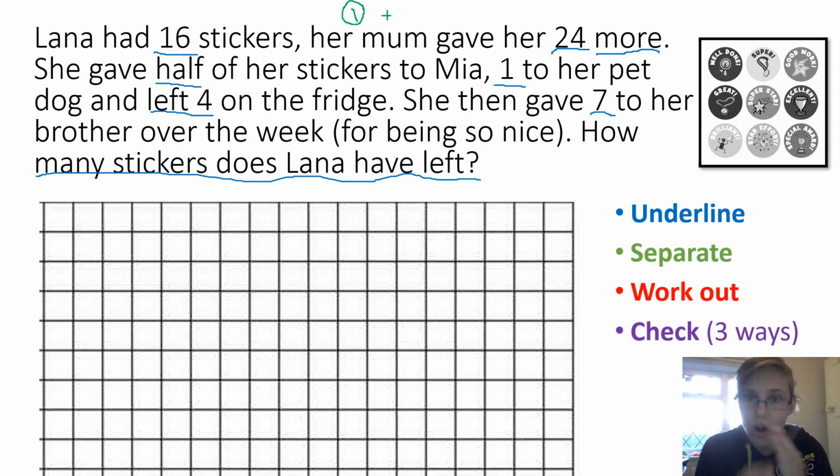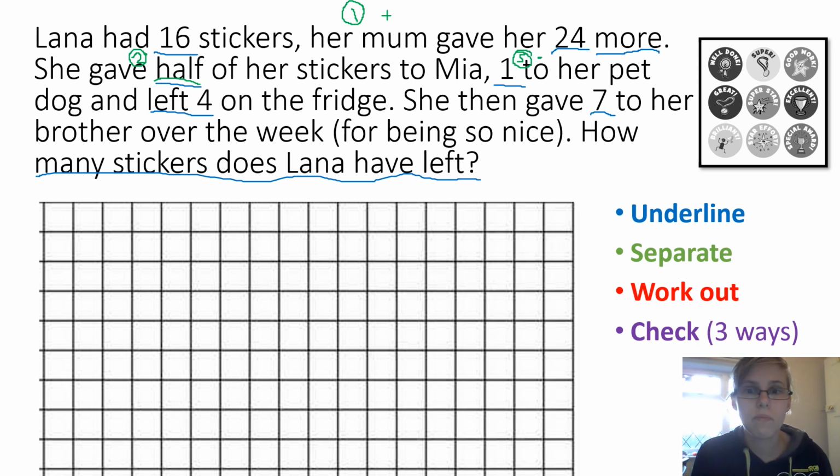Next, she gave half of her stickers to Mia. So we need to work out what half of 16 add 24 is. So 2 is to work out that half. That's really important. After that, it's just taking away. So 3 is going to be taking away. That's going to be subtraction.